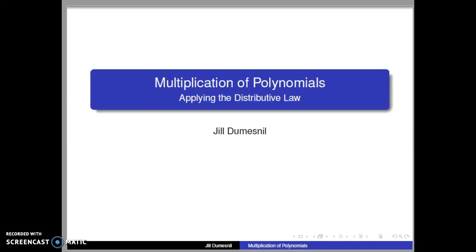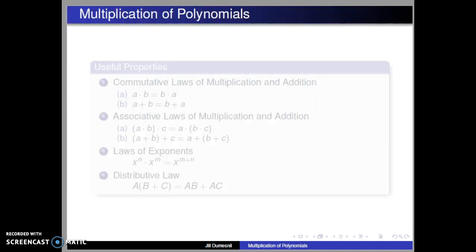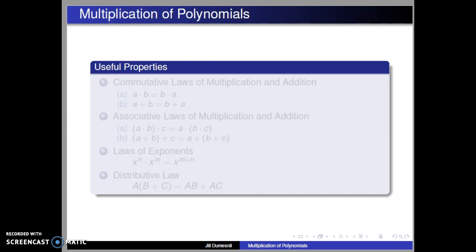Multiplication of polynomials requires careful application of the distributive law. Let's first review some of the properties that will be useful. We will use the commutative laws of multiplication and addition. These say that we can reorder factors under multiplication and we can reorder terms under addition.